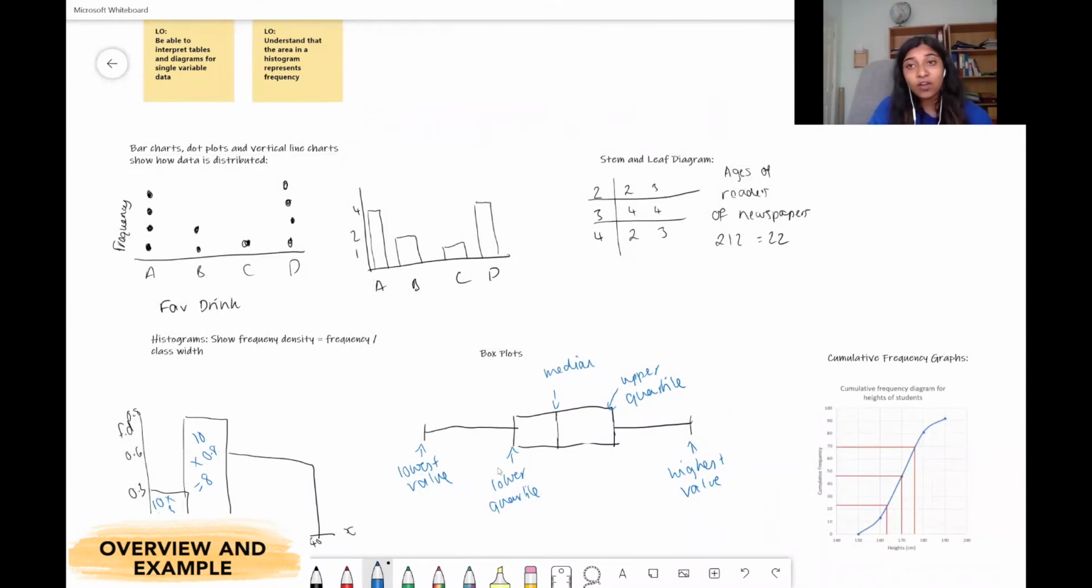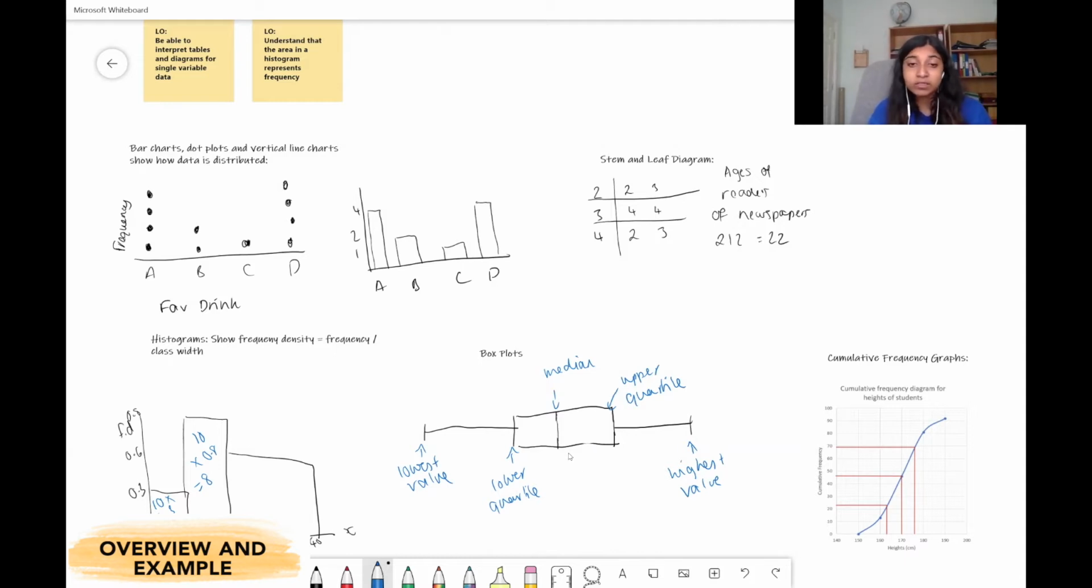The next one you have are box plots, and they're really useful for showing key central tendencies and variations. They show your median, your lower and upper quartile, and your lowest and highest value for your data really easily. So if you were to compare 2 data sets, for example, you could use box plots to compare your different medians or your different lower quartiles.